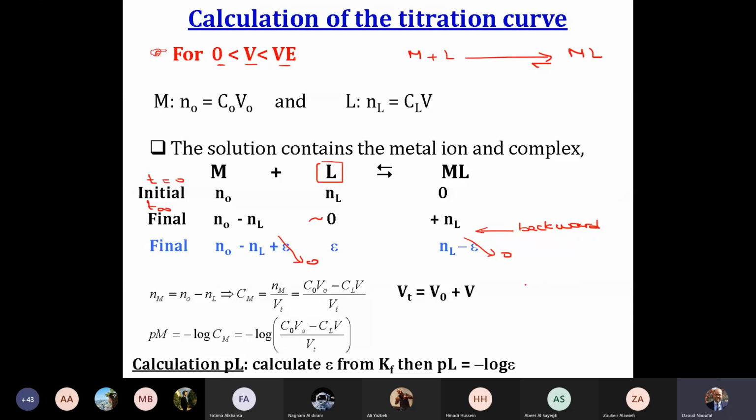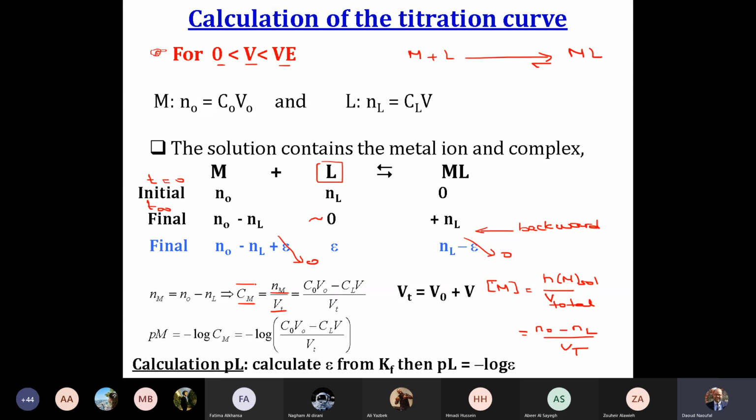So what is the concentration of M? The objective is to calculate pM. The concentration of M is equal to the number of moles of M in the solution divided by V total. So the concentration of M equals nM divided by V total. nM is equal to N0 minus NL, divided by V total. And N0 equals C0 V0. The number of moles of L, pay attention that the concentration of L is known since we put L in the burette, so it is equal to the concentration of L times V, divided by V total.